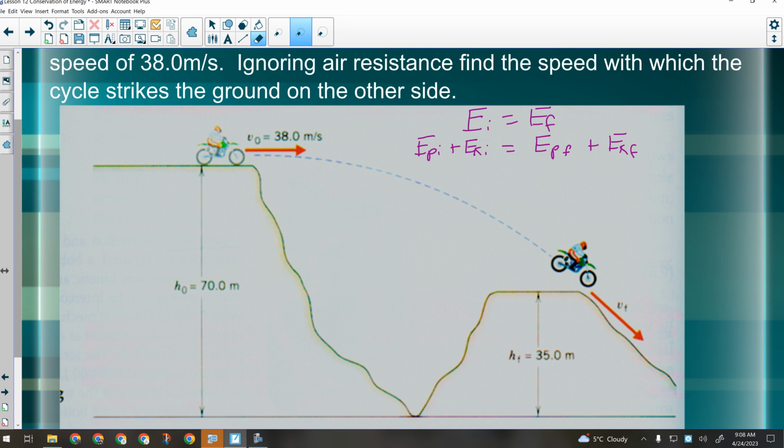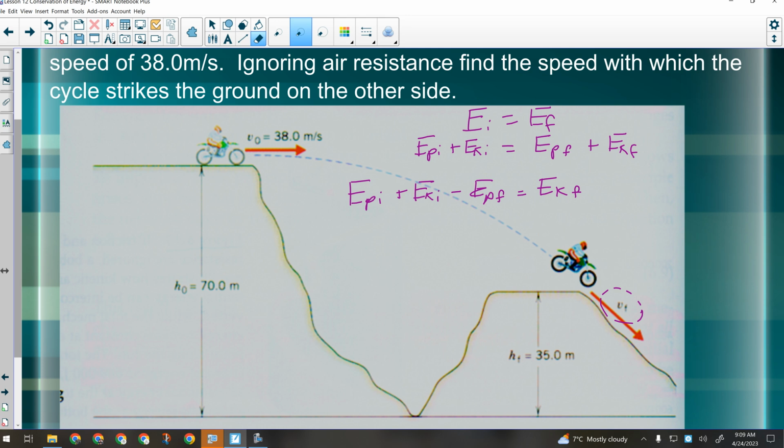Now, what I would do is isolate whichever energy type has the thing I'm looking for. Since I'm looking for VF, I want to keep EK final on that side by itself, because VF would be part of that. That means I need to move the potential energy final over to this side. How would I do that? Subtract. Yeah, just subtract. So I'm going to have EP initial plus EK initial minus EP final equals EK final.